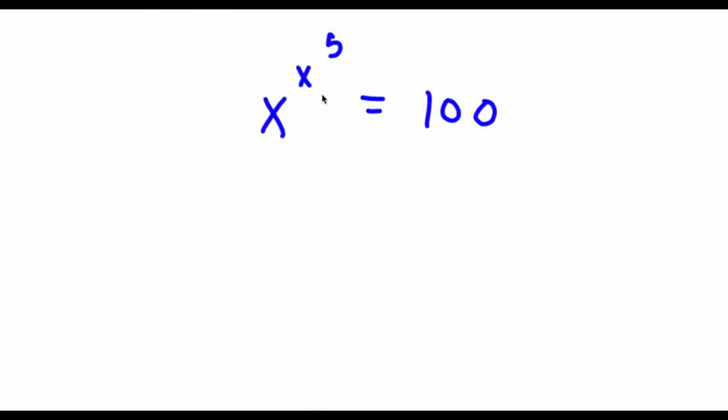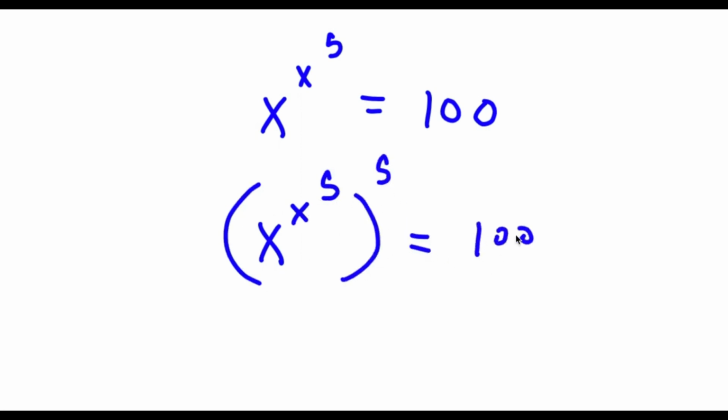Alright, so I have x to the power of x to the power of 5 is equal to 100. Now the first thing I'm going to do is take the power of 5 on both sides. So now I have x to the power of x to the power of 5 to the power of 5 is equal to 100 to the power of 5.